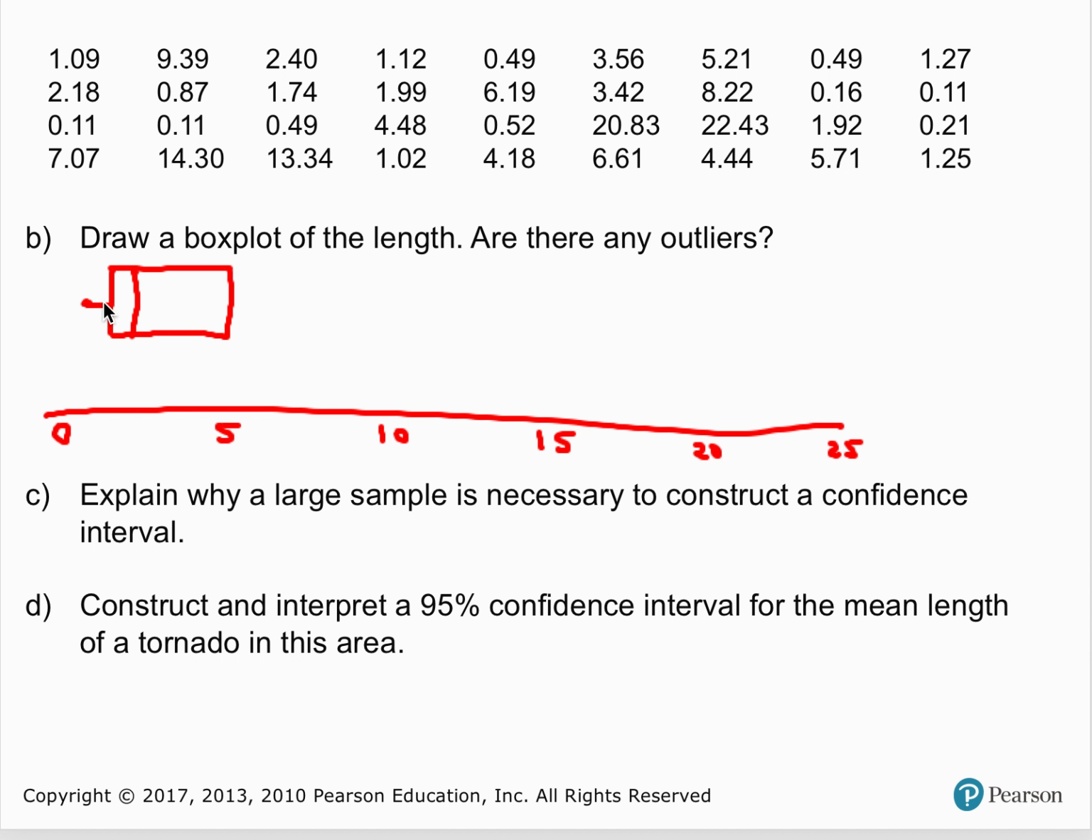And this is a whisker. And then at 13.34, that's the end of this whisker. But at 14.3, I have an outlier. At 20.83, I have another one. And at 22.43, I have another one. Right? From tracing, I can get my values and how to draw that box plot.